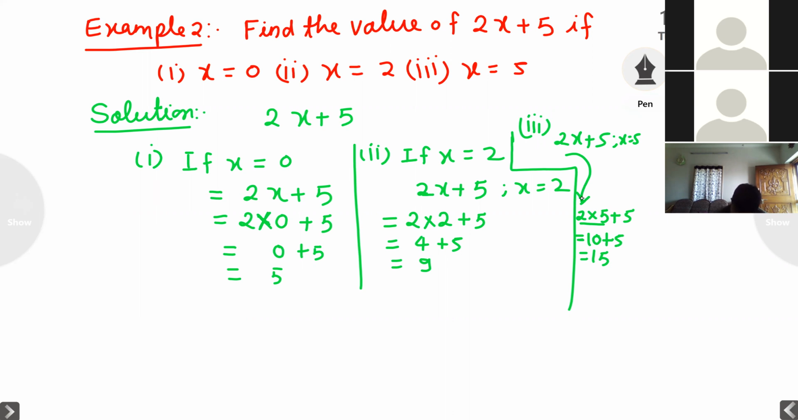Means variables we want to replace with numbers, constants. Make it fast, everyone.